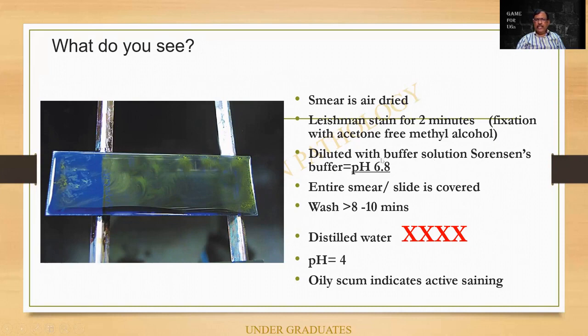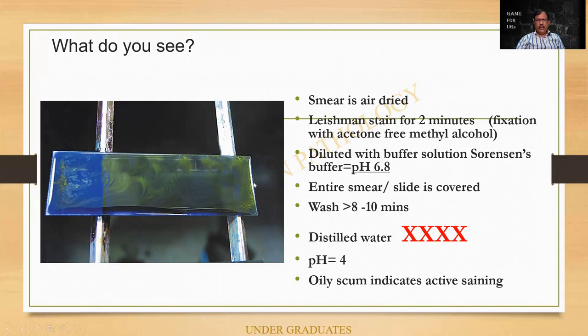The pH should be 6.8. It is called Sorensen's buffer. The pH is 6.8. This is extremely important. Please do remember. Otherwise, we are supposed to use tap water. Distilled water should never be the answer because it has a pH of 4 and it will cause an acidic staining. You have to wash after a period of 8 to 10 minutes. Again, please remember the pH is 6.8 and you should not use distilled water.